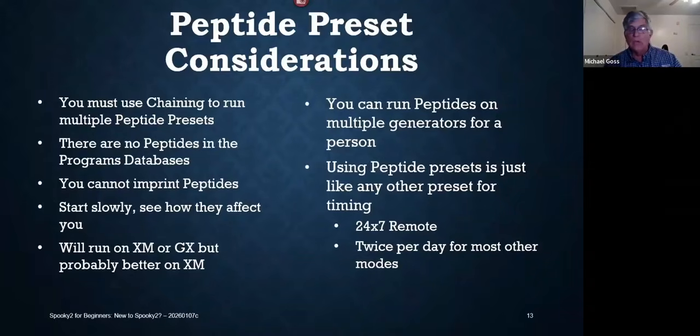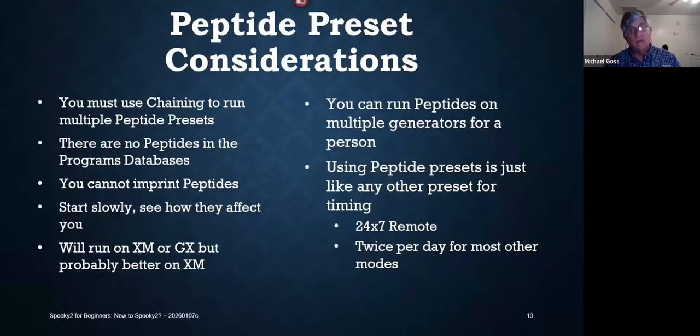They're going to run on an XM or a GX, but it should be better on the GX. The reason is peptides are done with molecular weight, which is a way to convert the molecular weight into a frequency. The frequencies are very high, higher than either generator will do. The GX is good up to about 40 megahertz. So the way it works for us is it's doing a harmonic. Suppose you needed 100 megahertz. Well, a subharmonic would be 50 megahertz.